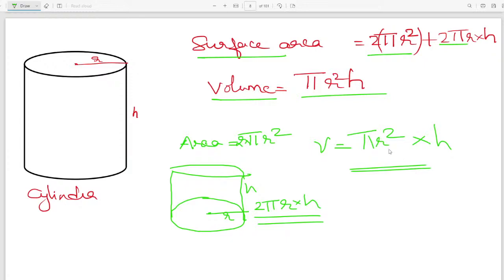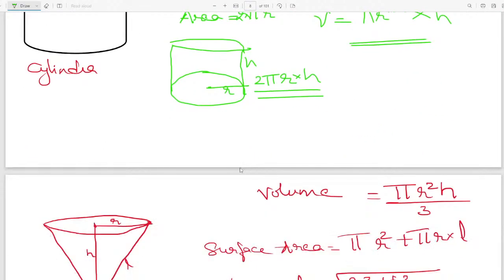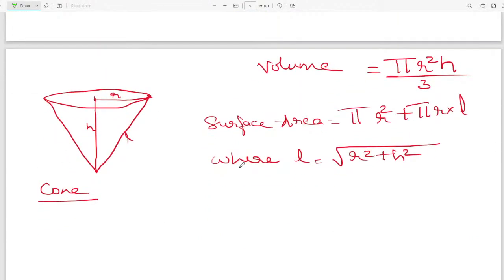You can remember it like this. This is surface area and volume. These two you have to remember. Please make a note of it. Then we'll go to the next part, that is the cone.